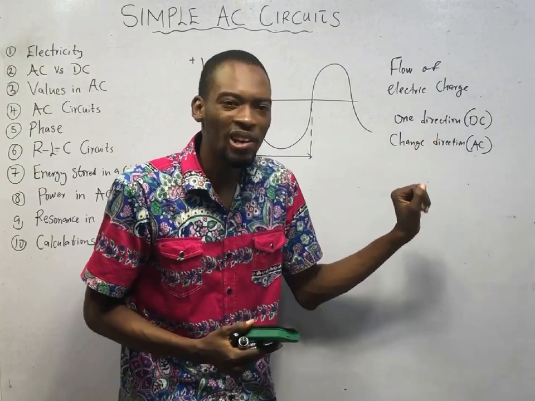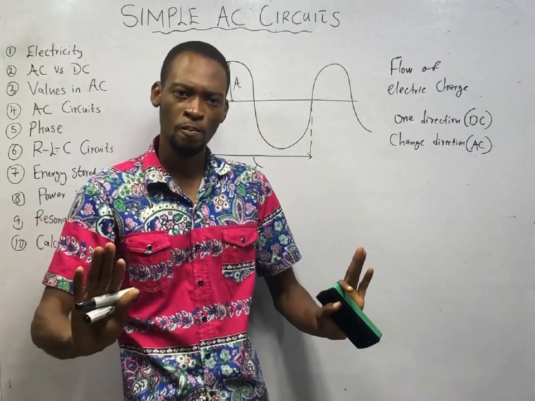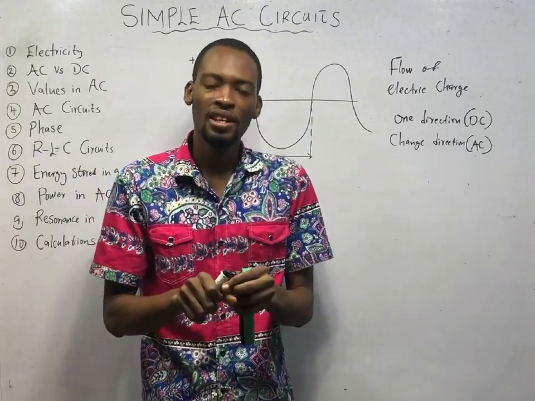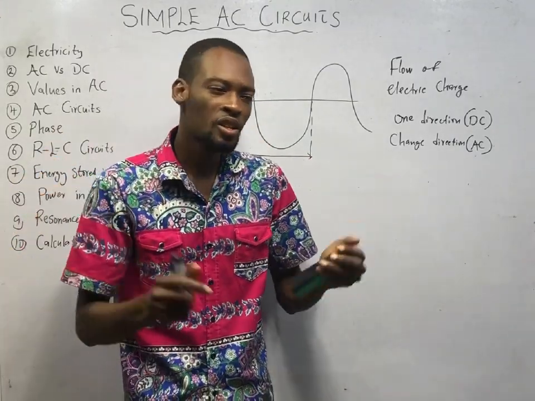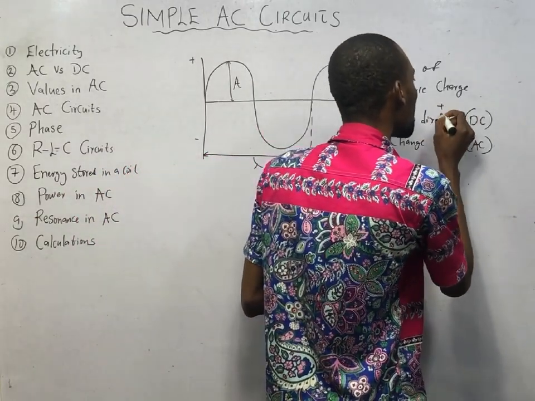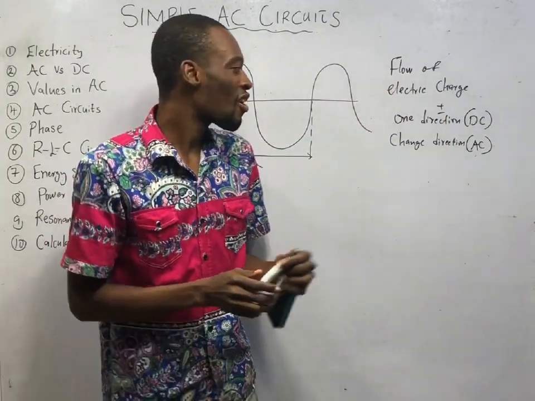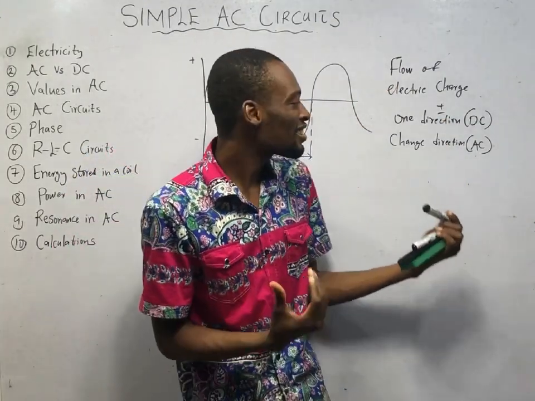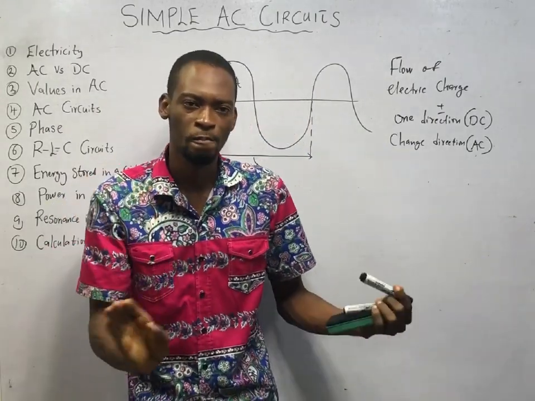So, direct current is a current that flows in only one direction. It can either be a positive direction or negative. So, it does not change. So, you can say for DC, here is positive or here is negative. On the other hand, alternating current is simply current that changes direction or polarity.